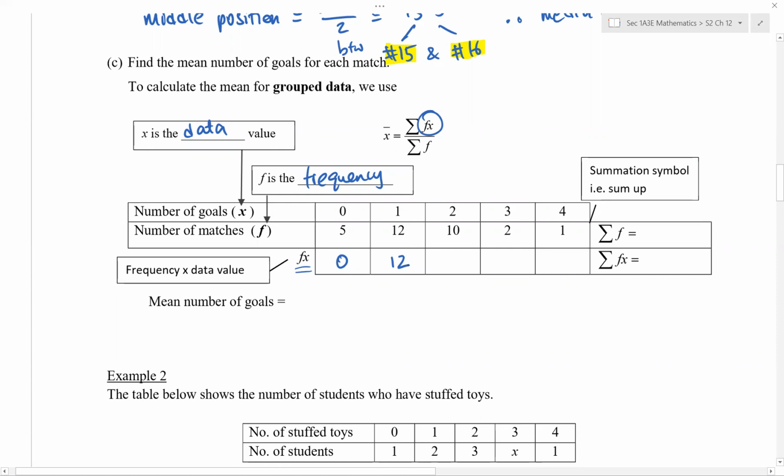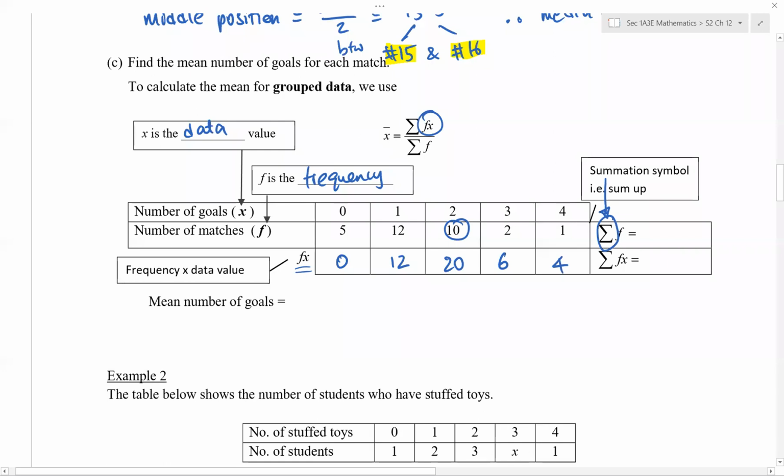Now, how many 2s did we have? We had 10 of them. We are adding 2 10 times. So 10 times 2, we get 20. How many 3s? There are 2 of them. So 6. How many 4s? Only 1. So 4. Now, in the column on the right-hand side, remember this symbol over here, it means summation.